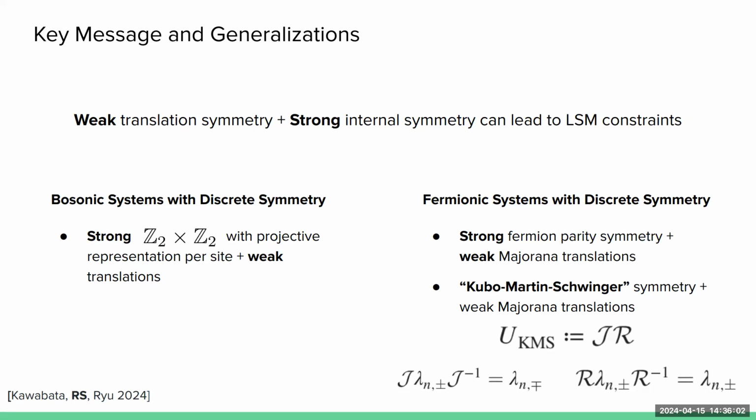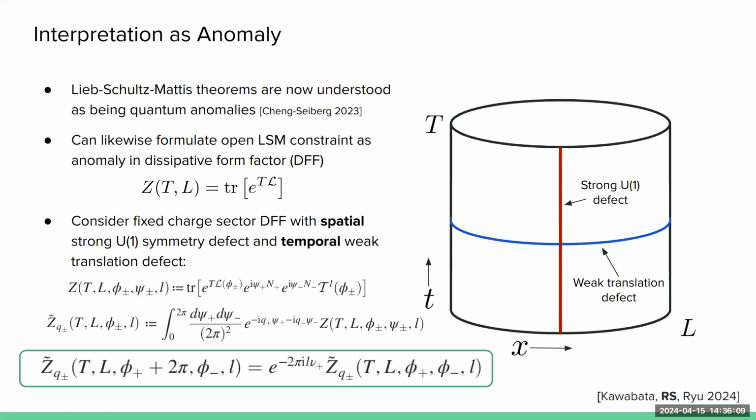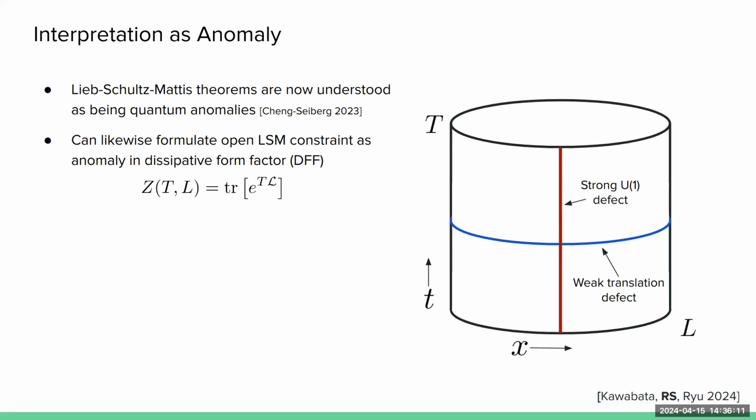Okay, so I'm out of time more or less, but I'll just state quickly that in recent years, it's been understood that these LSM type theorems can be understood as being quantum anomalies. So explicitly, that's to say that there's some obstruction, even at the lattice level, to gauging, say, the internal symmetry in the presence of this translation symmetry.